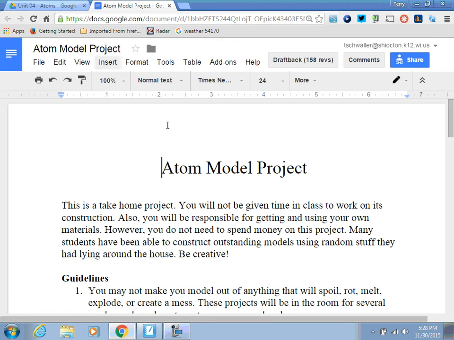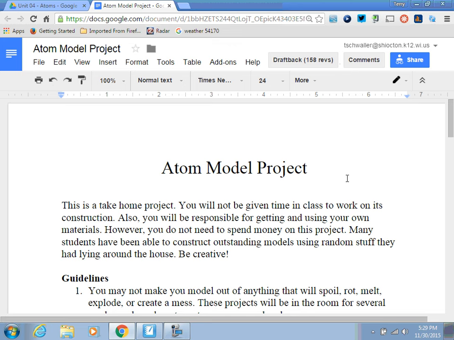Okay, our newest unit is going to be all about atoms, and one of the things that we do during this unit is a project called the Atom Model Project, where you'll be selecting one of the elements from the periodic table of elements and then building an atom model of that element. So this is a take-home project. You don't have any time to work on it in class. This is all to be done on your own time and using your own materials.